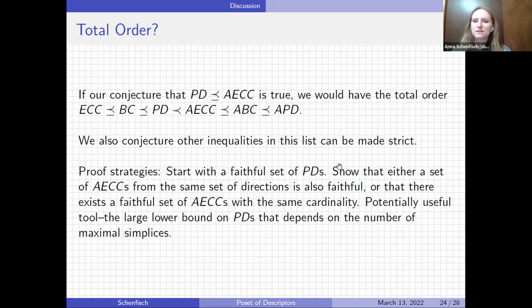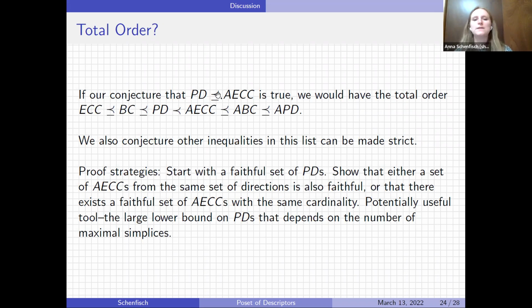And then maybe the strategy could be, naively, to look at the set of augmented Euler characteristic curves taken from that exact same set of directions. And perhaps it can be shown that that set is faithful. That would be one way to attack this conjectured inequality.